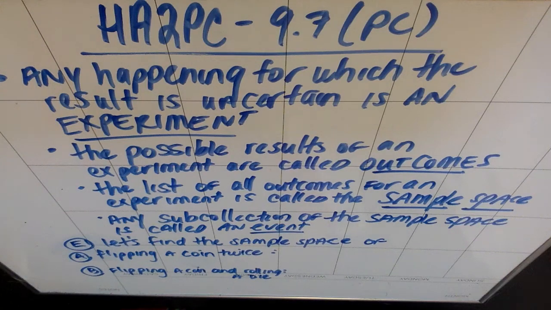All right, this is Honors Algebra 2 Pre-Calculus. We're doing section 9.7 in Pre-Calc, which is probability. So let's do a little bit of vocab first.